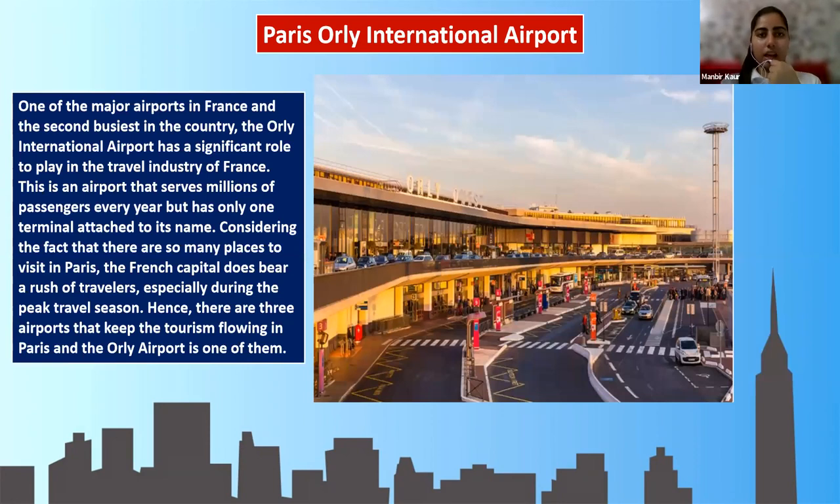Okay, coming up to the next and the last international airport of France, this is the Paris Orly International Airport. So one of the major airports in France and the second busiest in the country, the Orly International Airport has a significant role to play in the travel industry of France. So this is an airport that serves millions of passengers every year, but has only one terminal attached to its name. Consider the fact that there are so many places to visit in Paris, the French capital does bear the rush of travelers, especially during the peak travel season. So hence, there are 3 airports that keep the tourism flowing in Paris, and the Orly Airport is one of them.